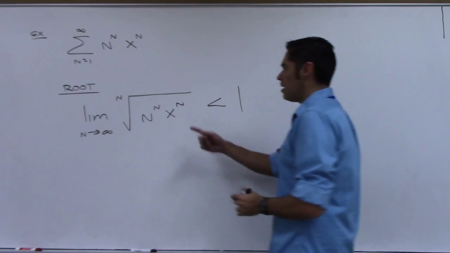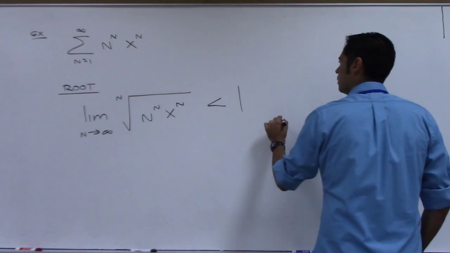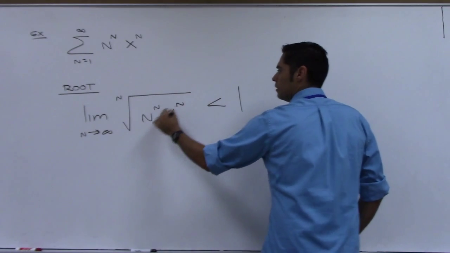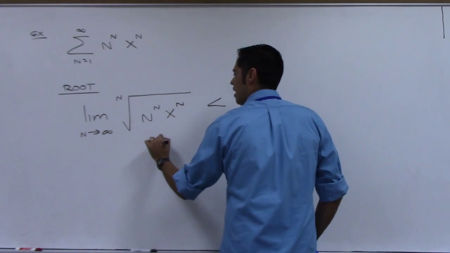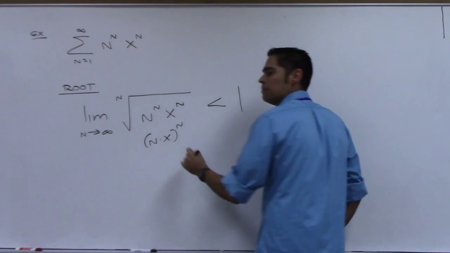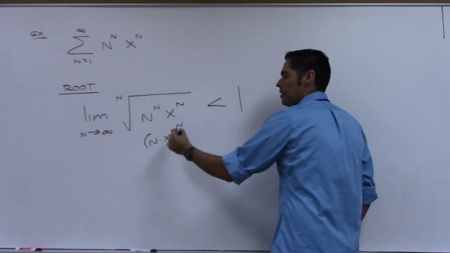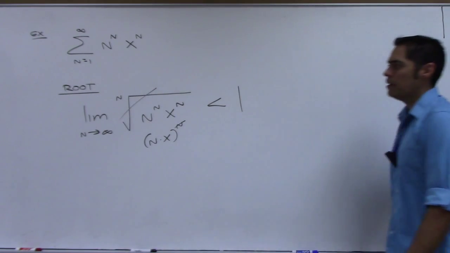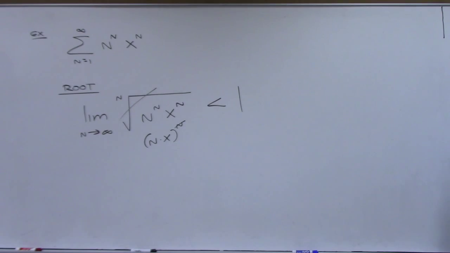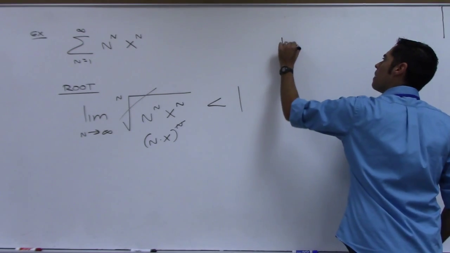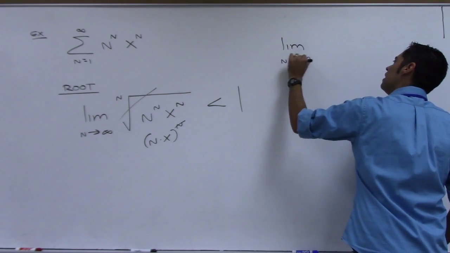And why is that root test useful there? What's going to happen here? This is n times x to the n, isn't it? That's what this is? And then this n and this nth root go away, which leaves you with the limit as n goes to infinity of what?